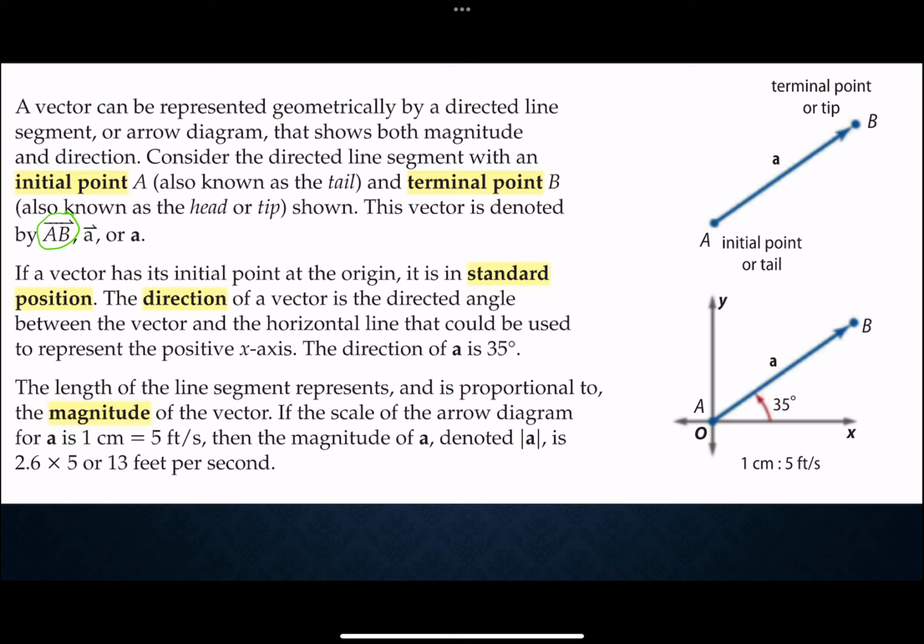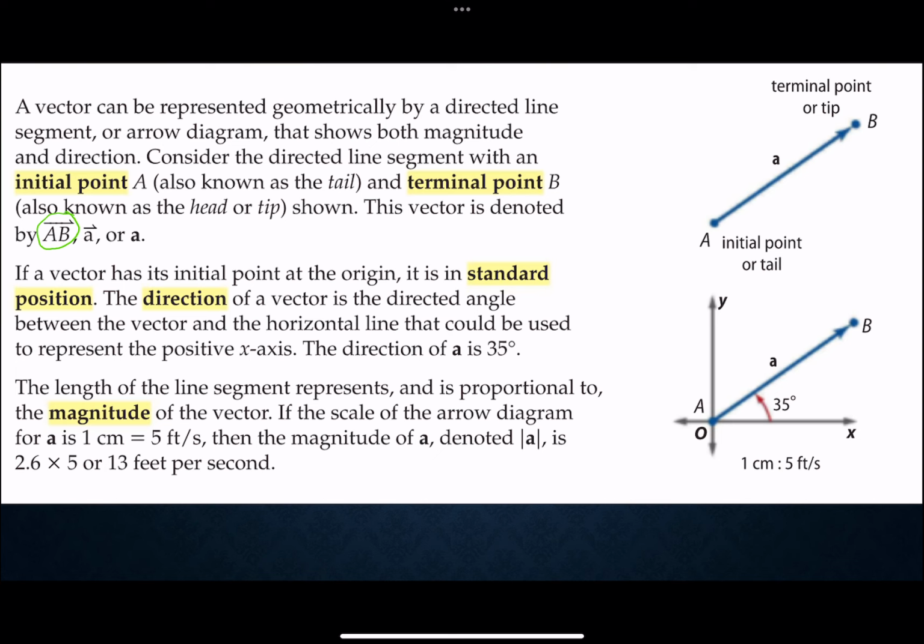So this example right here has a direction of 35 degrees because that's its angle difference versus the x-axis. The magnitude is the actual length of this thing. This particular graph has a scale of 1 centimeter to 5 feet per second. If you were to measure this, from the textbook this was in, it had a length of 2.6 centimeters. So you multiply that by 5, so it would represent a vector that's really 13 feet per second.